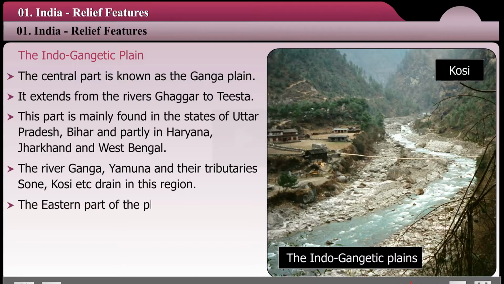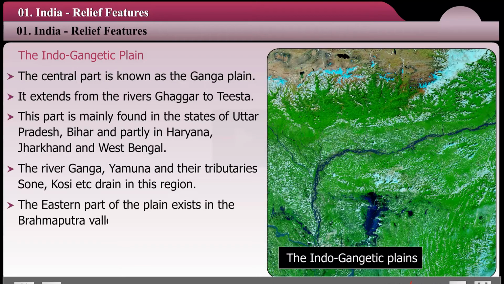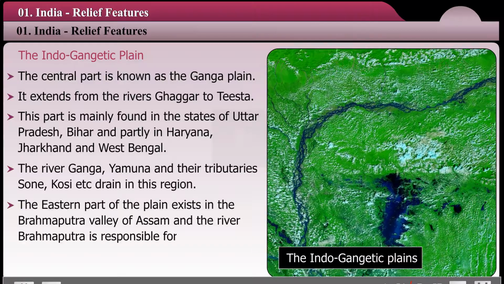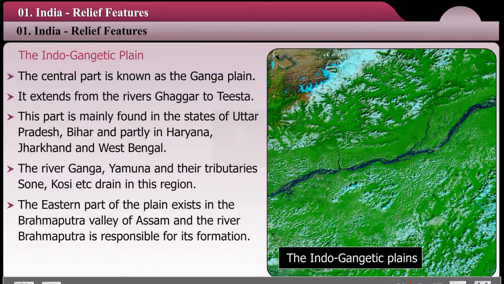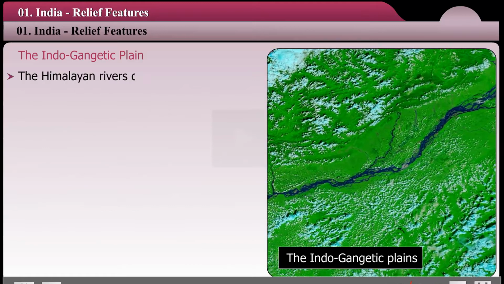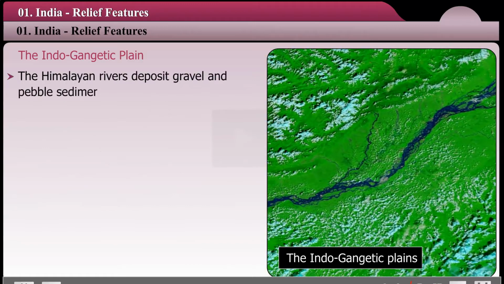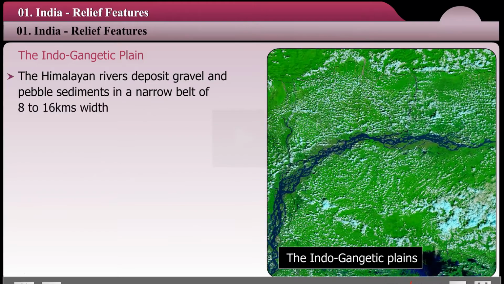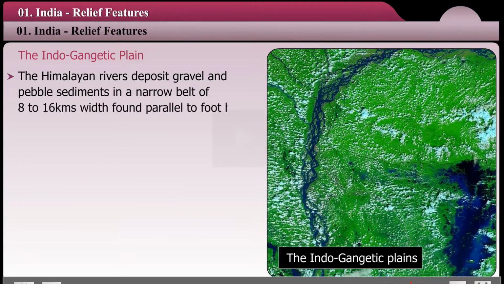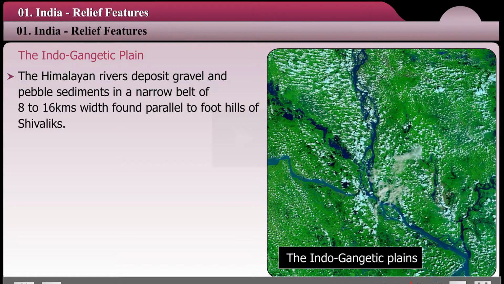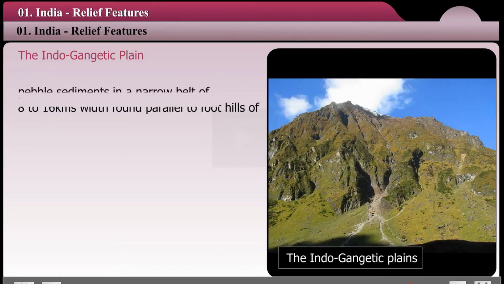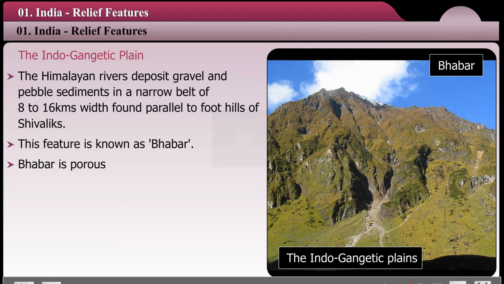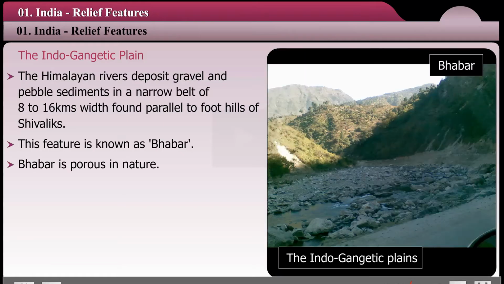The eastern part of the plain exists in the Brahmaputra valley of Assam, and the river Brahmaputra is responsible for its formation. The Himalayan rivers deposit gravel and pebble sediments in a narrow belt of 8 to 16 kilometers width, found parallel to the foothills of Shivaliks. This feature is known as Bhabhar. Bhabhar is porous in nature.